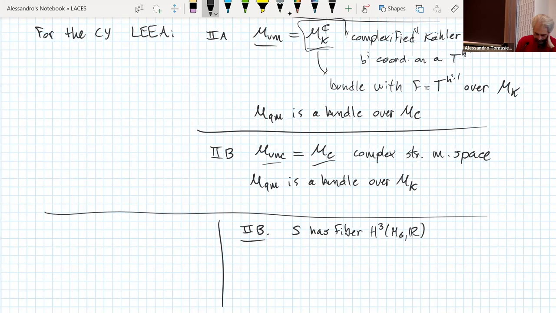And now you can say, well, wait a second, what does it mean that H3 is the fiber of what bundle again? This bundle, remember, should have as a base MC, in the 2B case. A point in MC is just a choice of complex moduli, and in particular, it means a choice of Calabi-Yau. So it makes sense that you associate to every choice of Calabi-Yau the space of its three forms. So this is what the bundle is.